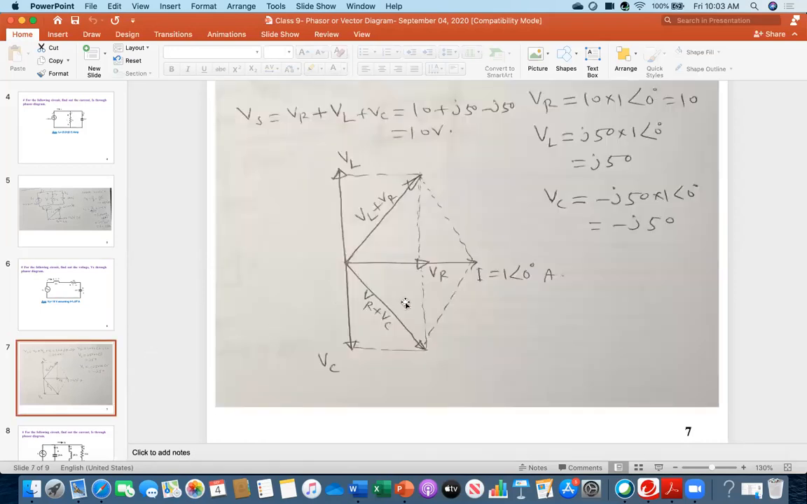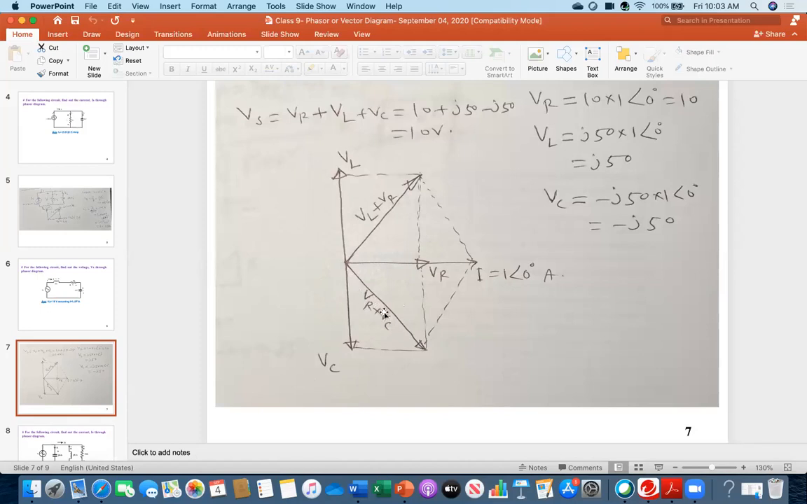So how to do that? Now everybody please take care. This was my one voltage phasor and this was my other voltage VC. Make the resultant of these two. So I am making the resultant of this one and this one. So this dotted line is parallel to this one, parallel to this line. So this is my resultant. This means VR plus VC in phasor form.